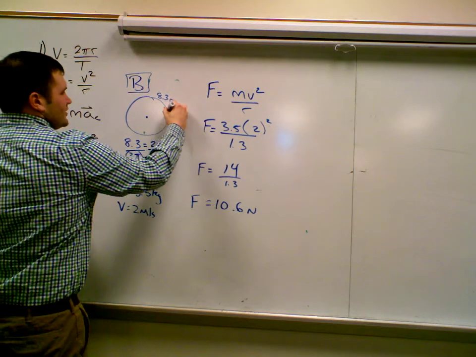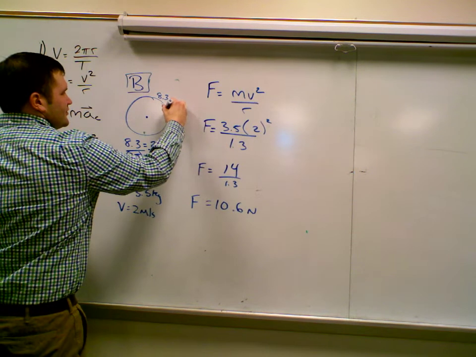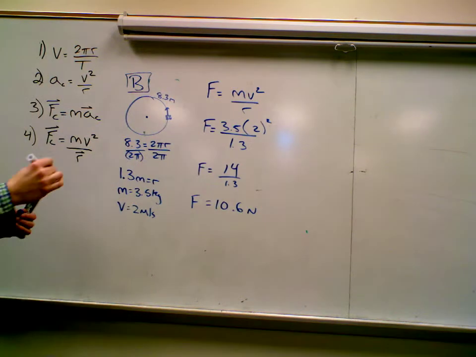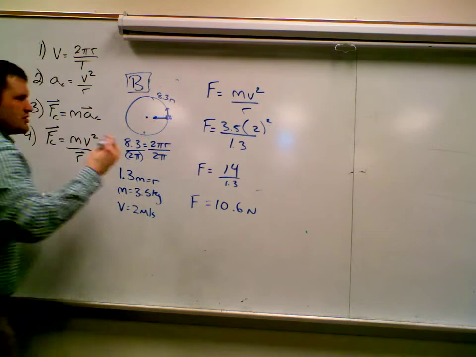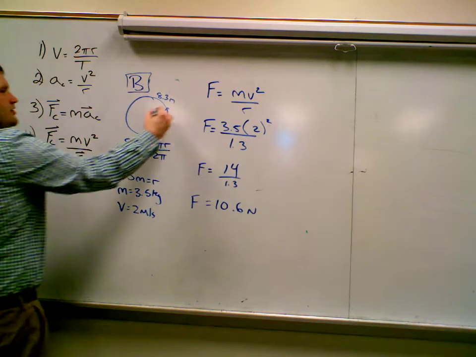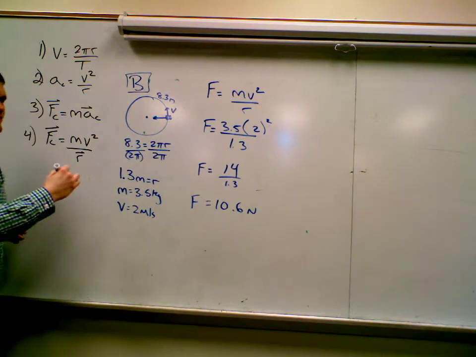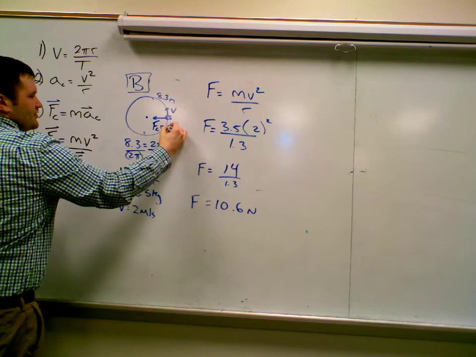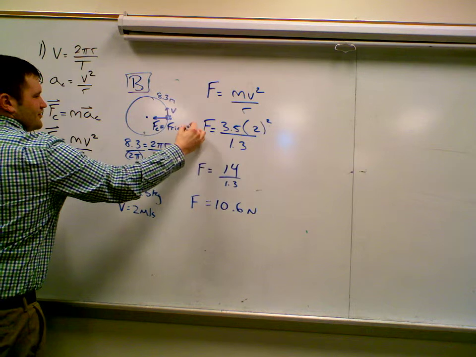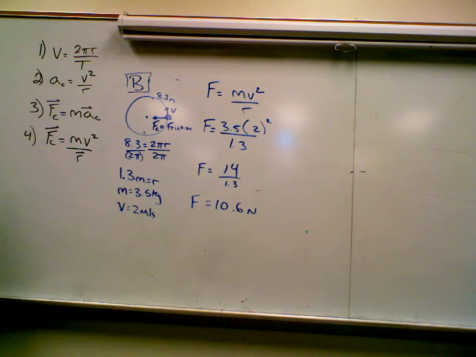What keeps us going around in the circle? Centripetal force. Centripetal force points that way. What's responsible for that centripetal force? Friction. All right, friction is what keeps that car going around the track.